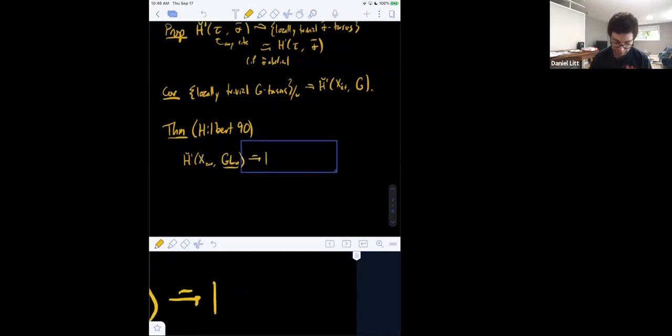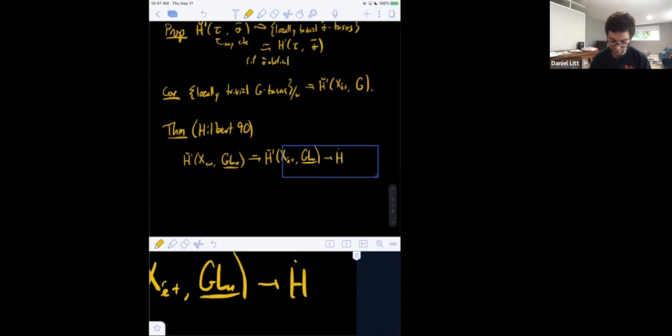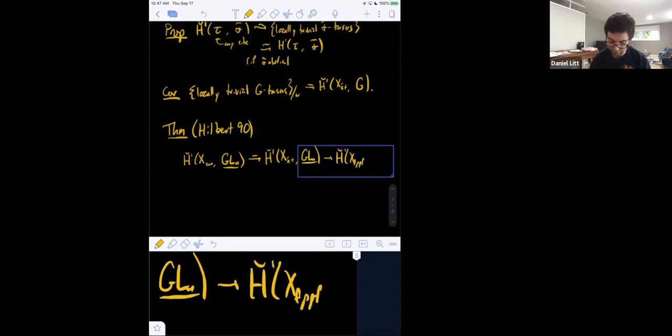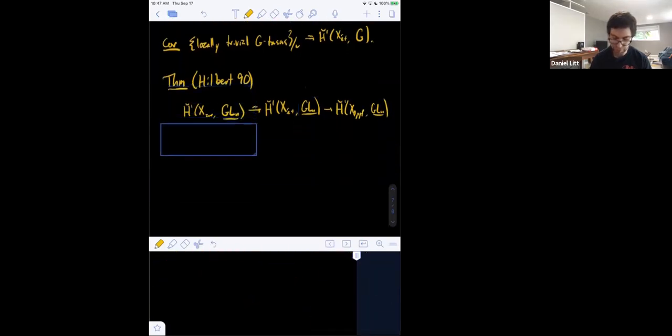So this maps to H1 of X Etale with GLN coefficients, and this maps to H1, and I haven't defined this, but the definition of Čech cohomology in any site is the same, of X FPPF with GLN coefficients. Okay, and then the theorem is that this is an equivalence of categories. Sorry, and it is a bijection.